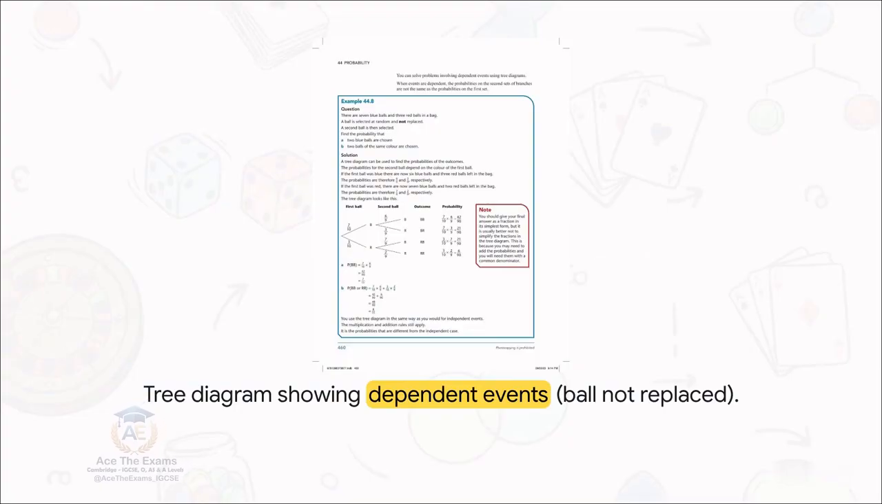Now, let's look at how this builds into the dependent events trap. In this scenario, the first ball is not replaced. Watch what happens to the fractions. If there are 10 balls originally and we pull a blue one, the first branch is 7 out of 10. But look at the second set of branches. Because we kept a blue ball out of the bag, there are now only 9 total balls left. And there are only 6 blue balls left. The new probability is 6 out of 9. The denominator literally changed. This diagram visually tracks how the first choice drastically altered the math of the second. But the beautiful thing is, our system for solving it stays exactly the same. We still multiply across the branches to get our final odds.